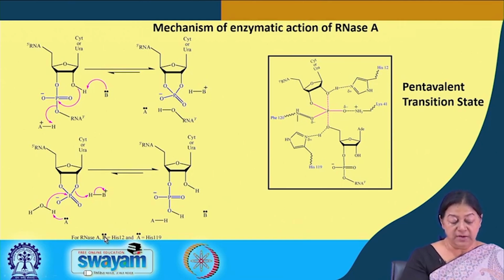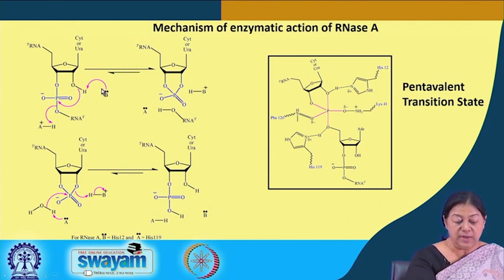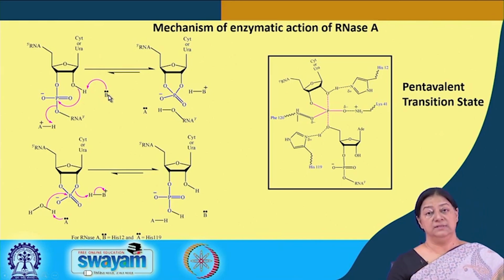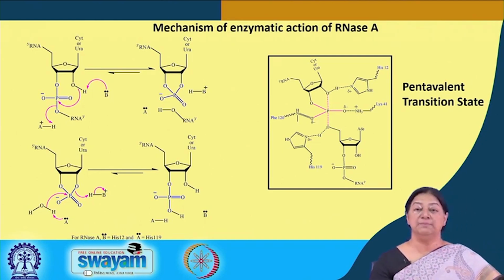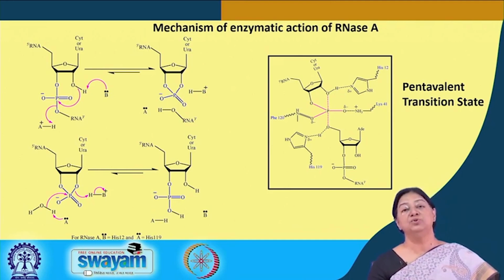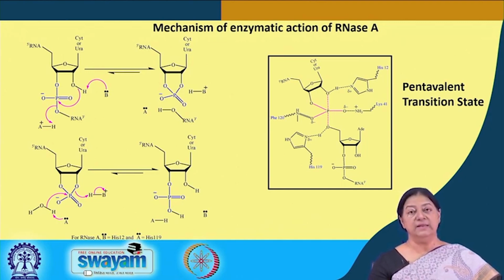For example, here B is histidine 12, A is histidine 119. So, this is where the base is, this is where the acid is. In the first step of the catalytic reaction, histidine 12 behaves as a base. In the second step of the reaction, it reverses its role. Why does it do that? Because if it has contributed as a base, it has to get back to the original form of the histidine to be able to take in another substrate molecule, as we learnt in the last lecture.